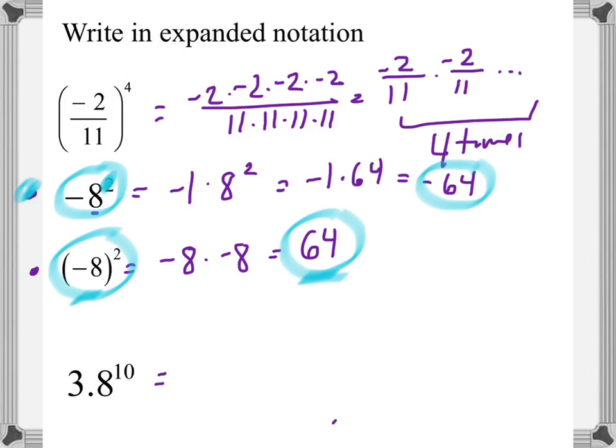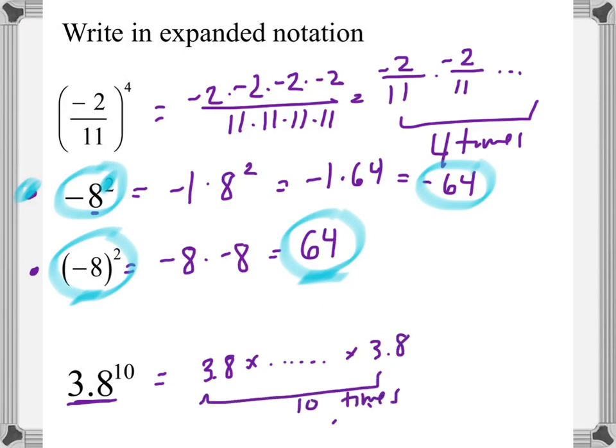Okay, a decimal can also be raised to a power. The base here is the whole number 3.8, or the entire number 3.8. So it would be 3.8 times 3.8 times 3.8, 10 times. So this would be 3.8 multiplied by itself 10 times. You could also use a calculator to calculate this.